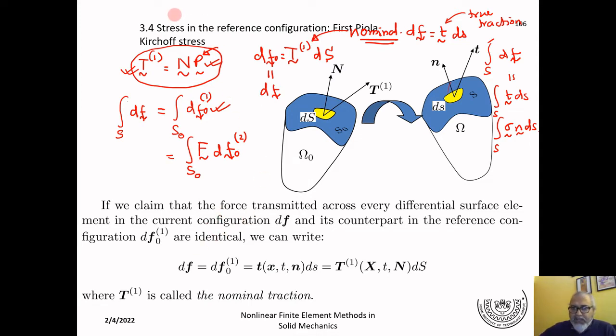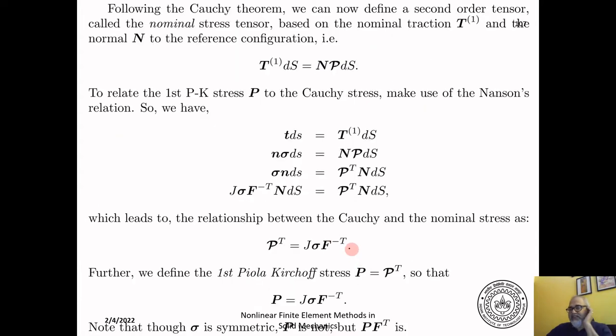Now, let us do this for the nominal traction. We assume that for the nominal traction, the stress measure connected to the nominal traction is this fancy P, which is called the nominal stress.